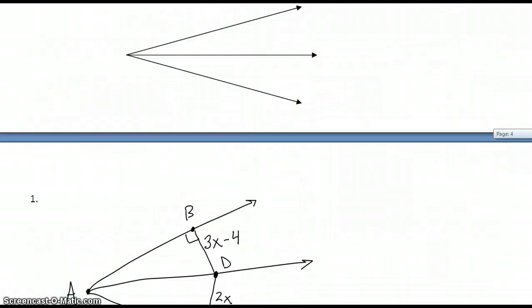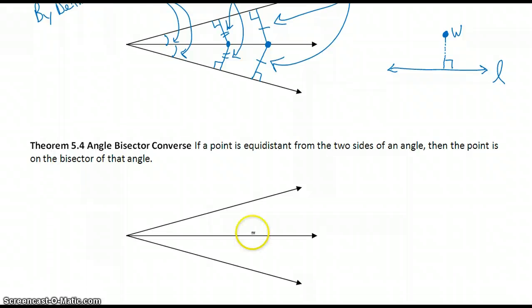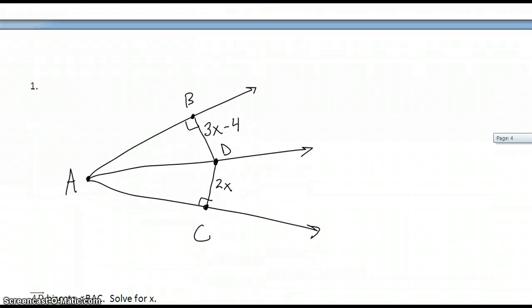The converse of that theorem says that if we have a point that is equidistant from two sides of an angle, then that point is going to be on the angle bisector. We're starting with this point being equal distance and concluding that we have the angle bisector. Let's use those theorems.